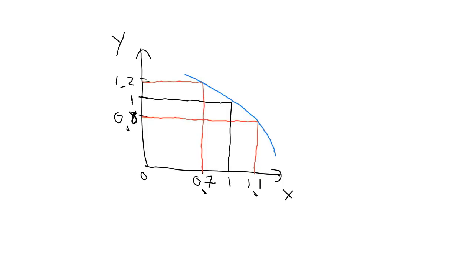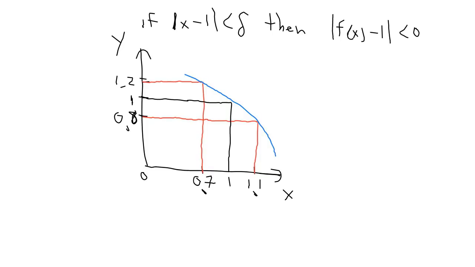And they give us the statement: if the absolute value of x minus 1 is less than delta, then the absolute value of f of x minus 1 is less than 0.2.